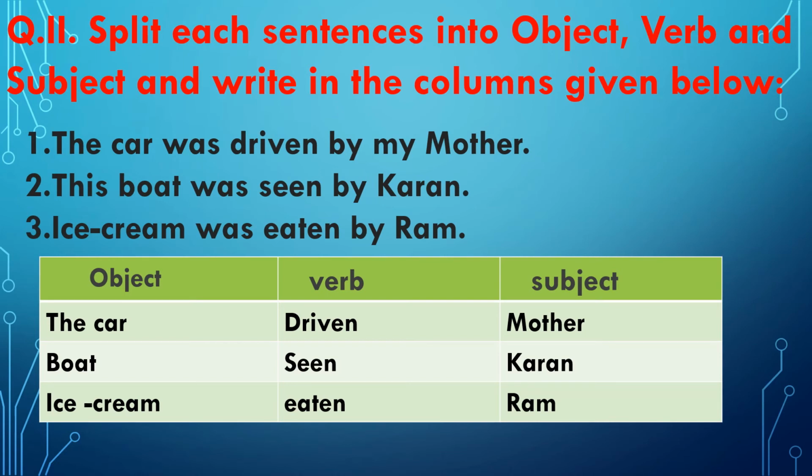In the second sentence, "This boat was seen by Karan," the object is boat. Seen is the verb or action which is done by Karan, and the subject over here is Karan. In the third sentence, "Ice cream was eaten by Ram," ice cream is the object over here, the verb or action which is done is eaten, and the subject over here is Ram.